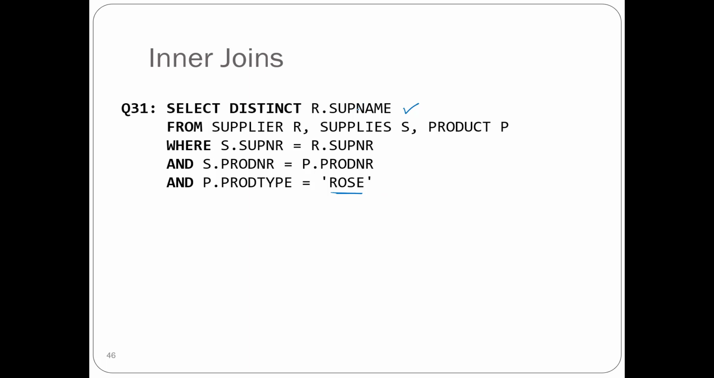Okay, so there are three tables involved because the product type is coming from the product table. The supplier name will come from the supplier table, but the relationship between the supplier table and the product table is implemented using another table, which is supplies. So we would need the data from all these three tables. Therefore, we will say where s.sub_nr is equal to r.sub_nr, and s.prod_nr is equal to p.prod_nr, and p.prod_type is rows. Okay, interesting query, not very complex, but interesting nonetheless.